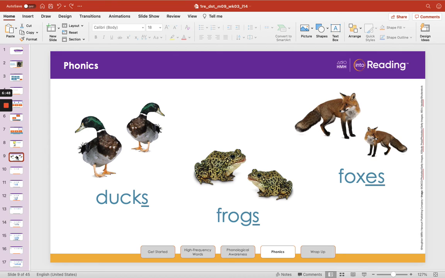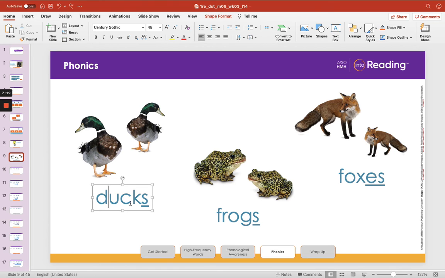We also reviewed the ending s and es. Remember, they show more than one. You can add s or es to a word. You can also add s or es to action words to tell about something that's happening now. When the letter s is a word ending, it can stand for the s sound or the z sound. Let's read our words together and say the final sounds.